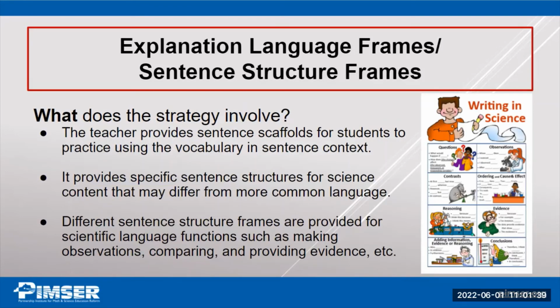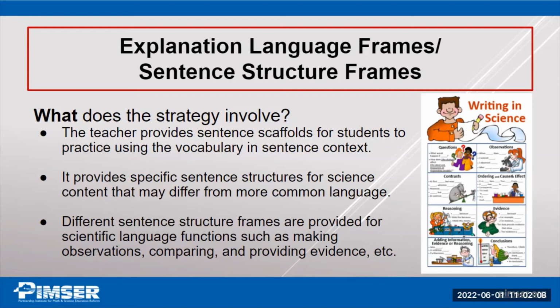So to recap this strategy, the teacher is providing sentence scaffolds for students to practice using the vocabulary in the context of sentences. It provides specific sentence structures for science content that may differ from more common language. And different sentence structure frames are provided for scientific language functions like making observations, comparing, and providing evidence.